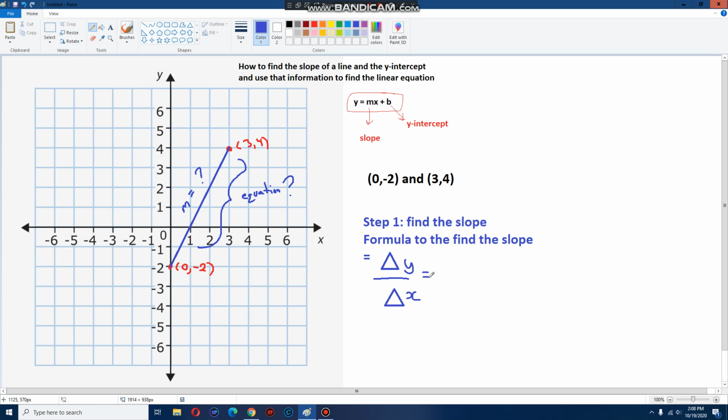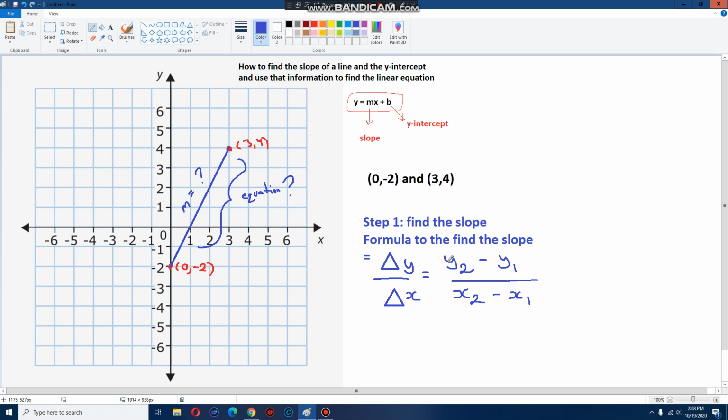And what this basically means, delta y, you simply take a y-coordinate and minus it by another y-coordinate, and you divide that by an x-coordinate minus another x-coordinate. And that's how you find the slope of a line.